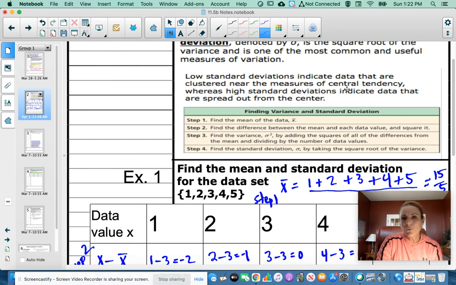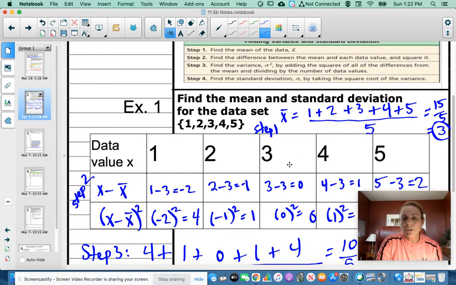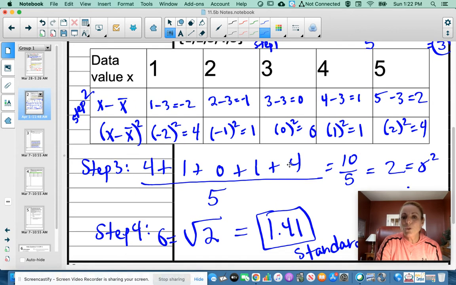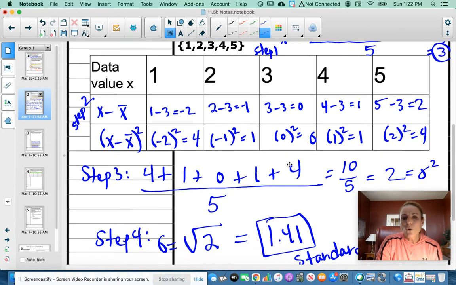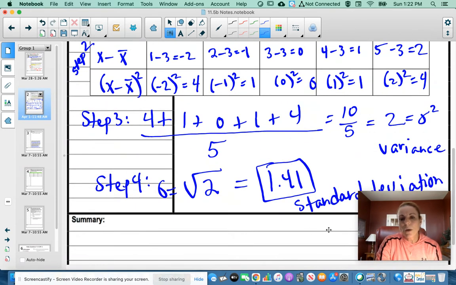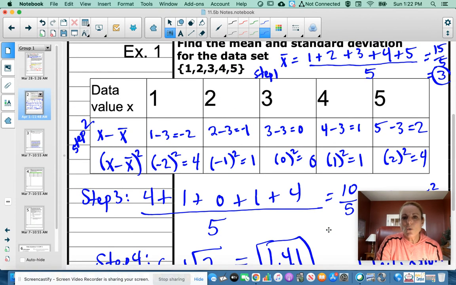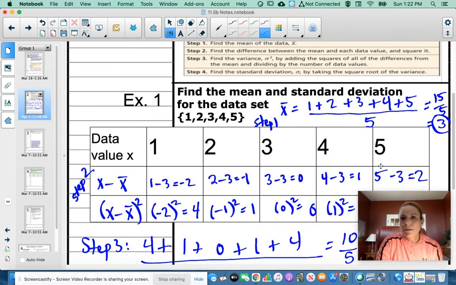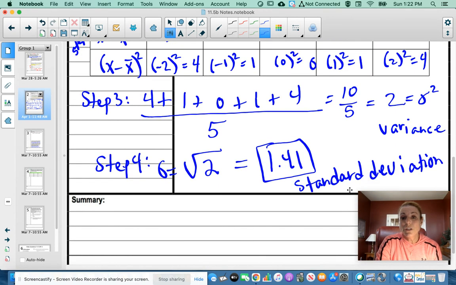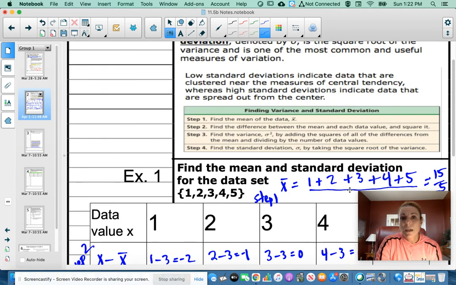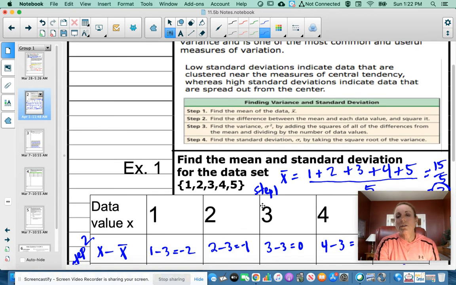And again, let's just review. The lowest standard deviation indicates the data values are clustered near the mean. Our mean was 3. So our standard deviation of 1.41, well, it's okay. Not great, but that's basically what that's representing. That's the mean. Standard deviation represents how close the data values are to the mean.